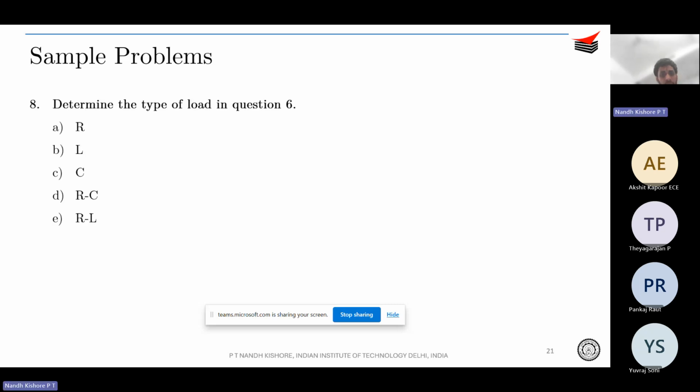So determine the type of load. Because it's a leading load, you know it's an RC load, correct?